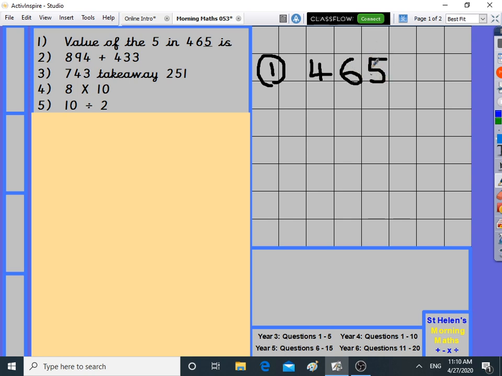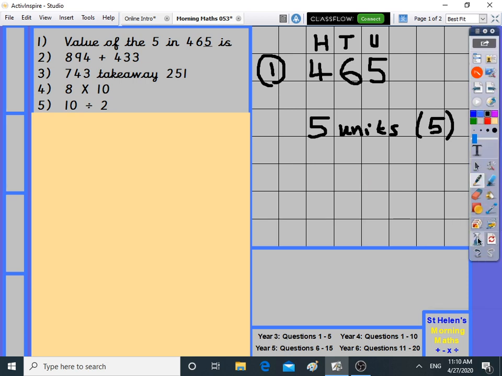465. I'll put my hats on. Units or ones, tens, hundreds. We can see it's worth 5 units, also known as 5 ones. 5 units. In number form, very simply just 5. Pause the video if you need more copying time. I'll move on to question 2.